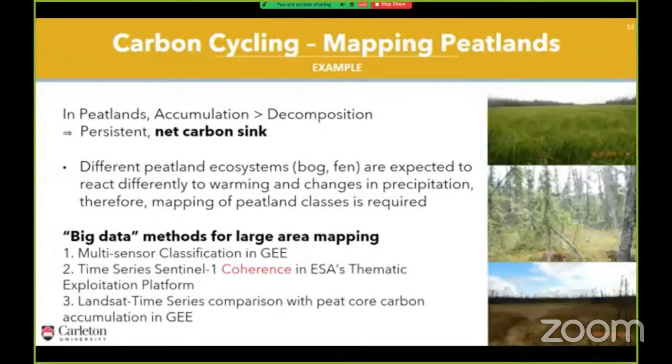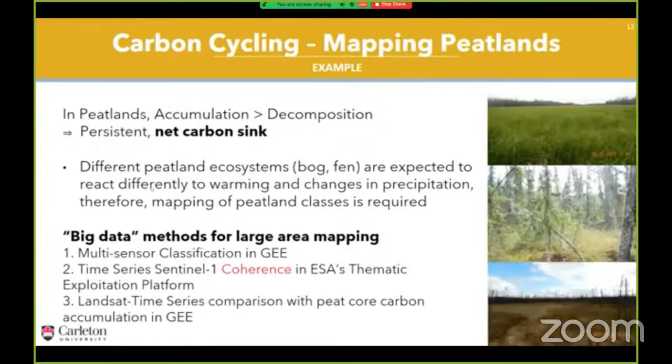But what we don't know is what's going to happen in the future when we have increased warming and increased or changed precipitation. And these relationships are going to be different in the different types of peatlands. So I have pictures of 3 different types of peatlands here. You can see they're highly variable. But we also don't know if they're going to react differently or not in the future. And so we really need to map where these different peatland classes are.